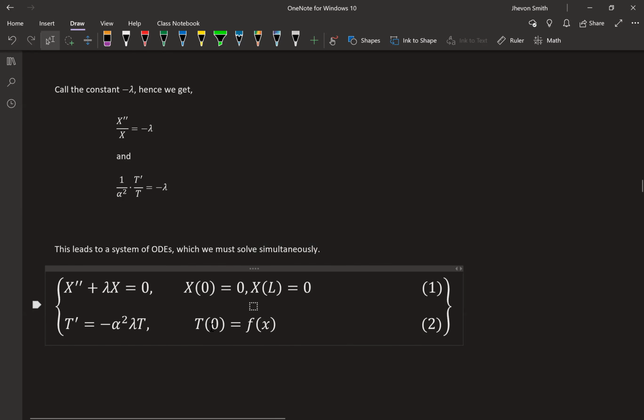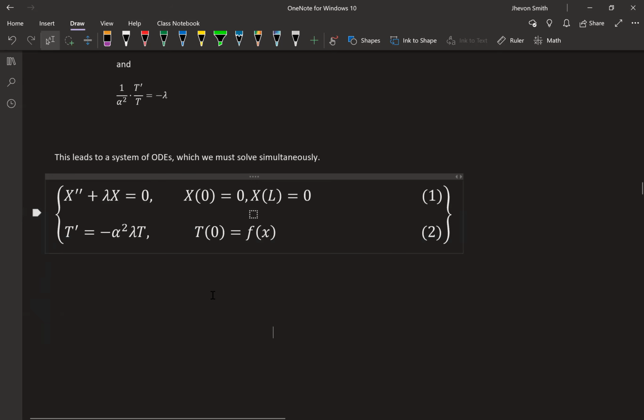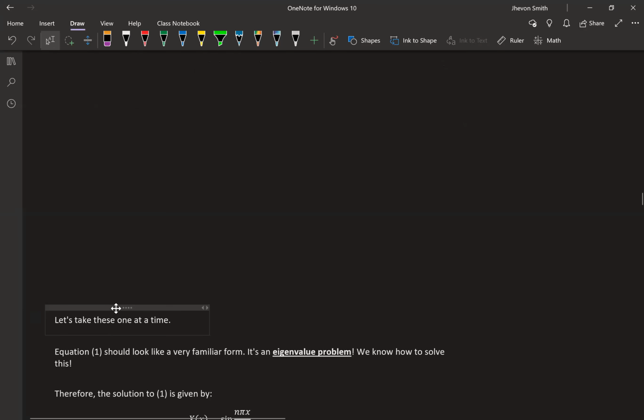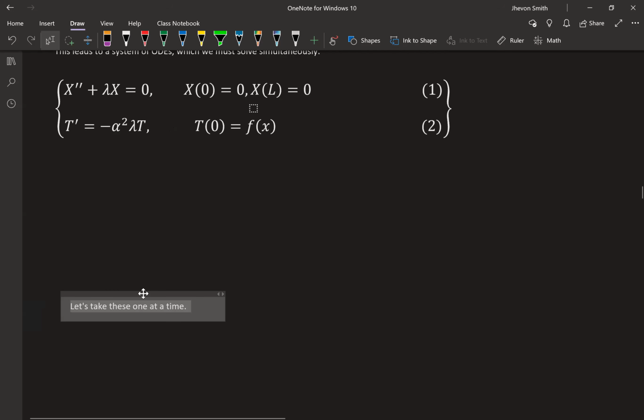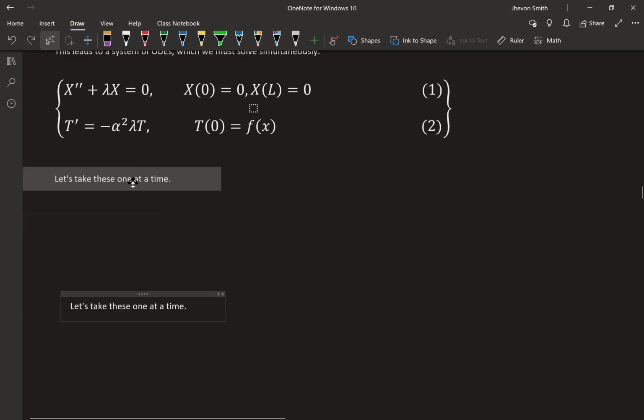Now, I know about the initial temperature. T of 0 is f of x, so I know the initial condition for that. There's one initial condition for this one. There are two initial conditions for this one. I know that x of 0 should be 0 and x of L should be 0, because that will give me the temperature at the endpoints. So I now have this guy. Let's look at these one at a time. I need to find a solution that works in both of these at the same time.